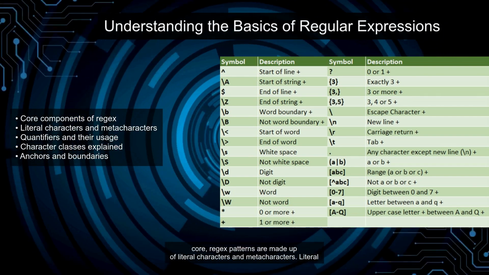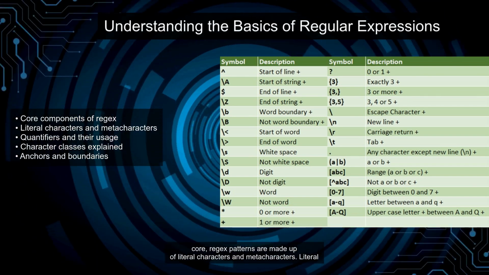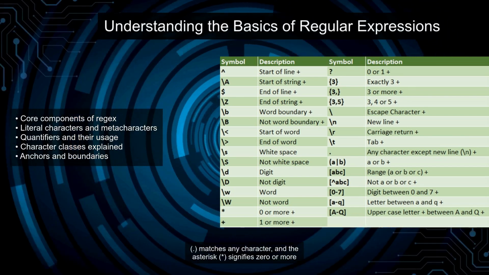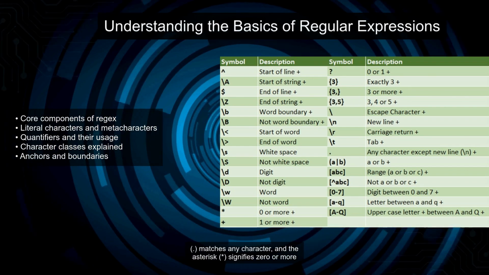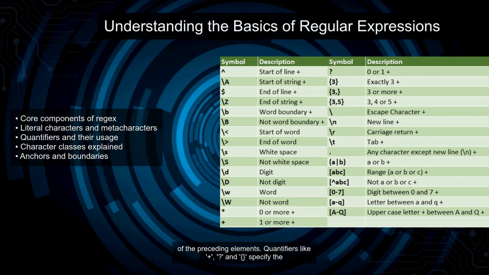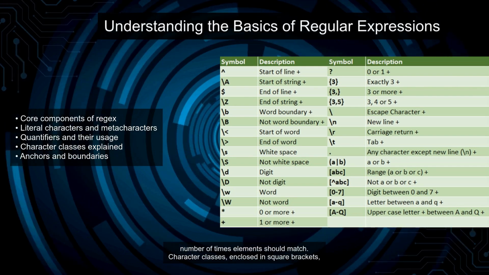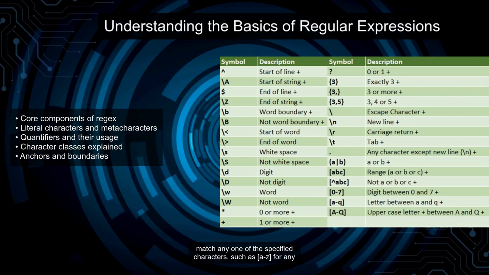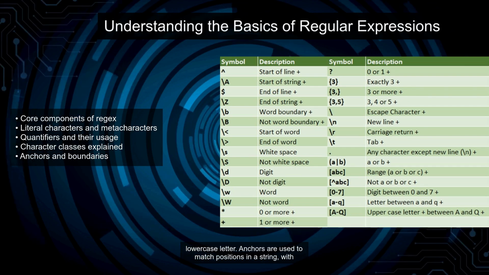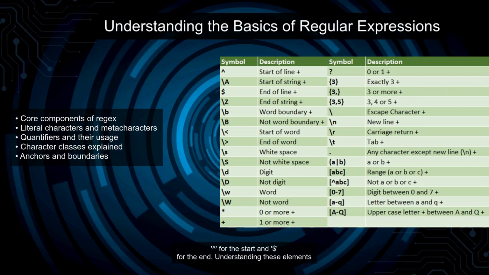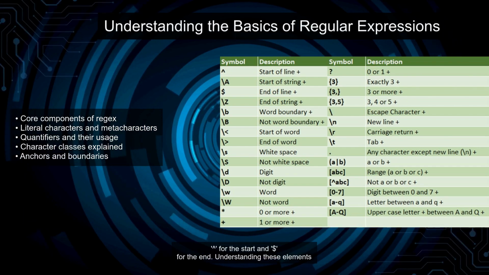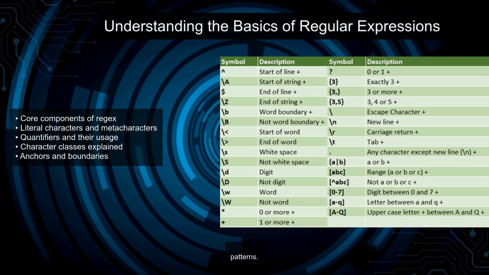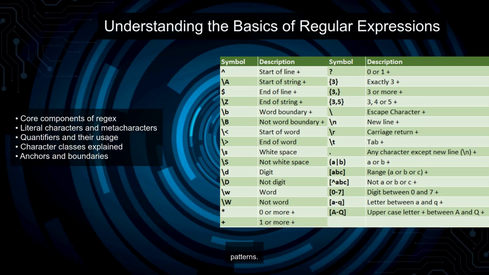At their core, regex patterns are made up of literal characters and metacharacters. Literal characters match themselves, while metacharacters have special meanings. For example, the dot matches any character, and the asterisk signifies 0 or more of the preceding elements. Quantifiers like plus, question mark, and curly braces specify the number of times elements should match. Character classes, enclosed in square brackets, match any one of the specified characters, such as a-z, for any lowercase letter. Anchors are used to match positions in a string, with caret for the start and $ for the end. Understanding these elements is crucial as they form the building blocks for crafting powerful regex patterns.